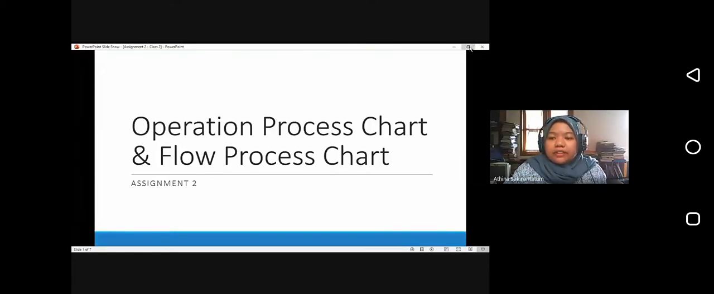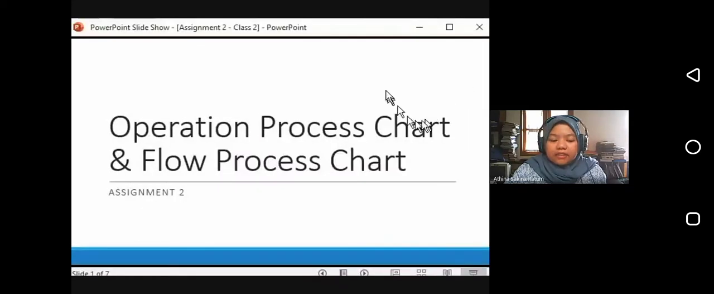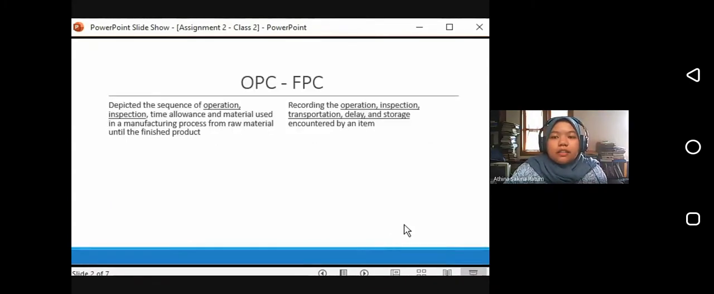Okay, so now we're going to talk about the second assignment, your assignment 2. It is about the operation process chart and flow process chart. Just a bit of review, the OPC depicts the sequence of operation, inspection, time allowance, and material use in a manufacturing process from raw material until the finished product. While the flow process chart records the operation, inspection, transportation, delay, and storage encountered by an item. So basically, the flow process chart is the more detailed chart of the OPC.